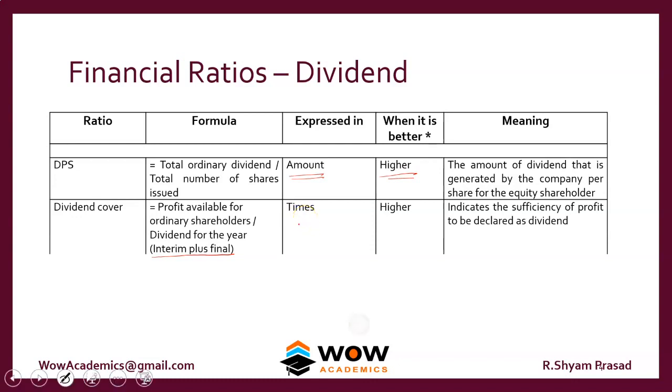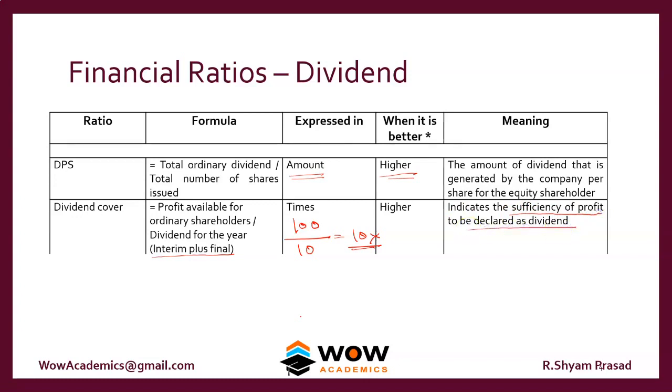So assume that the profit available is 100 and the total number of dividend that is declared is 10. The answer is 10x. It means when compared to the dividend, the profit is 10 times is available. So the company is in a comfortable position to give dividend. Okay, so that's what it indicates. So the higher is better, and it indicates the sufficiency of profit to be declared as dividend.